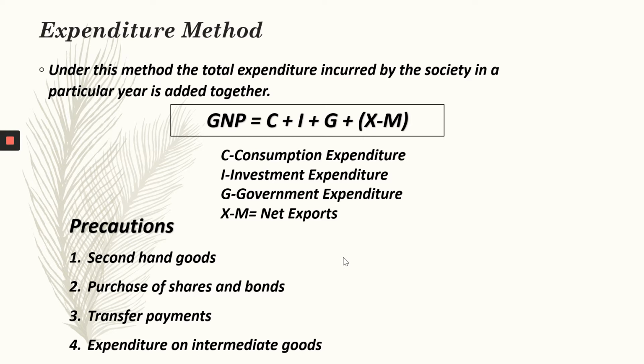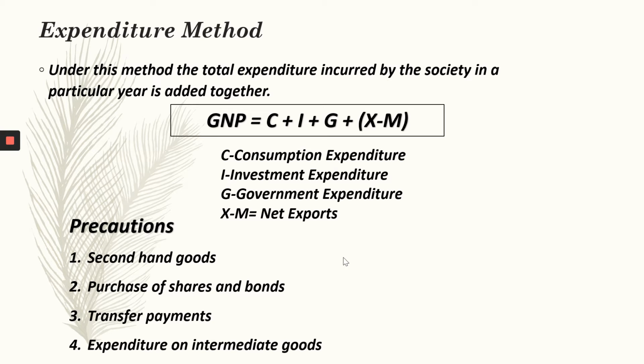So far we have seen the product method, then we saw the income method. Income method was through the distribution side. Now the third method is the expenditure method, and here national income is calculated through the total expenditure incurred by the society in a particular year. So in the expenditure method, GNP is equal to C plus I plus G plus X minus M.